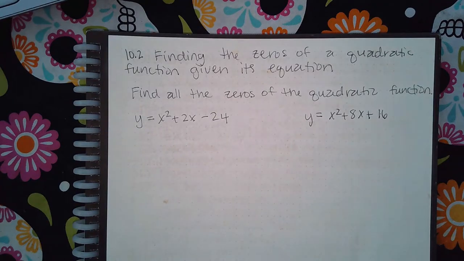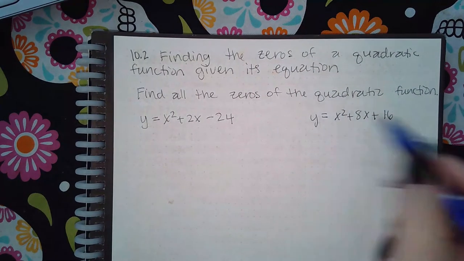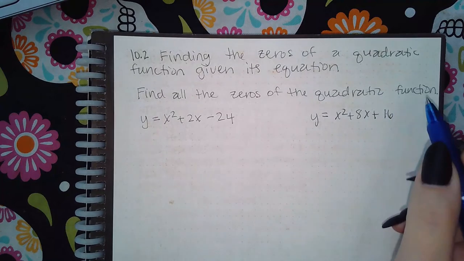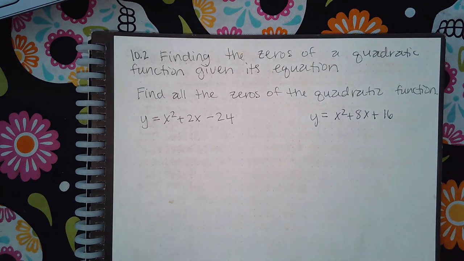Topic is 10.2, finding the zeros of a quadratic function given its equation. So for these, if I want to find the zeros, I can either try to factor it or I can use the quadratic formula. However, if it's not factorable, you'll probably be wasting time trying to factor it. So you could just use quadratic formula by default every time you see a quadratic function.